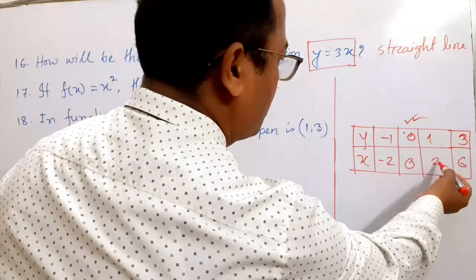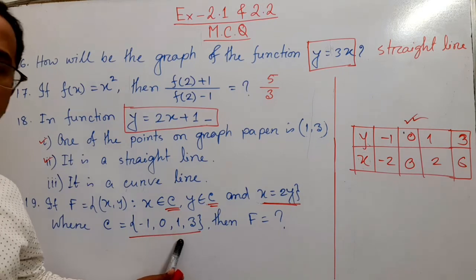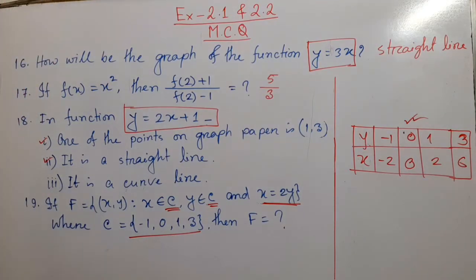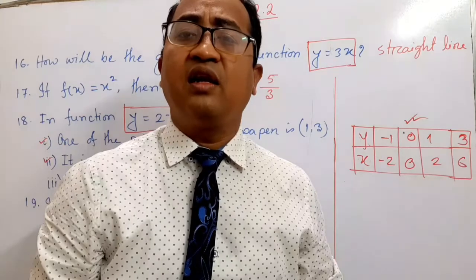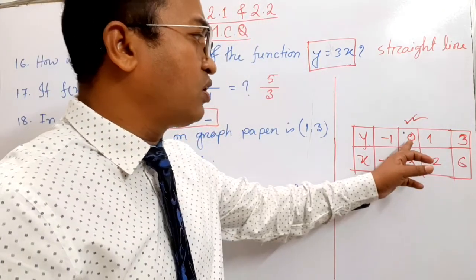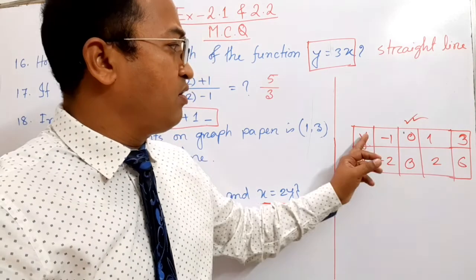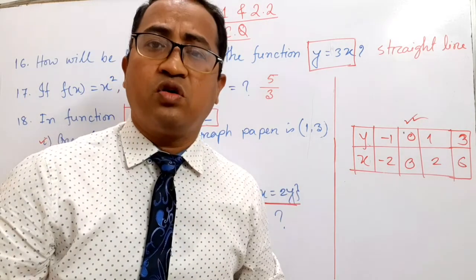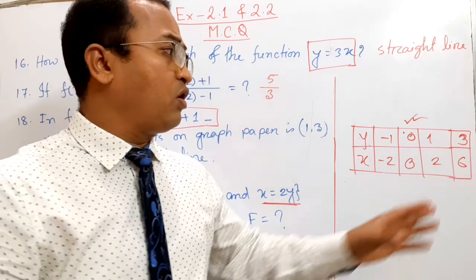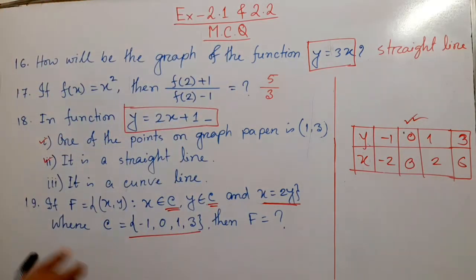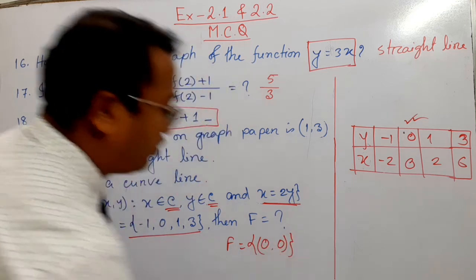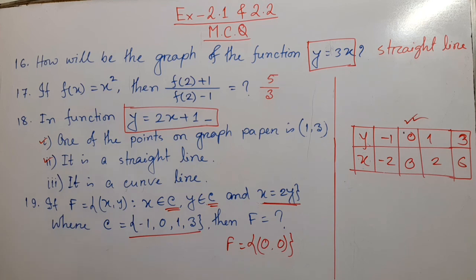Again, does this 2 belong to C? No, this 2 does not belong to C. So this is not correct. And 6 also does not belong to C. Only this pair (0, 0) is an element of this function, because both 0s belong to C. Here, -2 doesn't belong to C, and 2 and 6 also don't belong to C. So we cannot take those pairs. We can only take (0, 0). So the answer of the 19 number question is f is equal to {(0, 0)}. Only this one is the answer of the 19 number question.